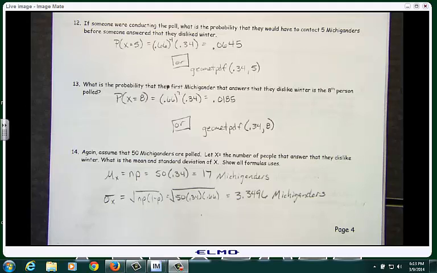The standard deviation of x is equal to the square root of n times p times 1 minus p. Plugging in our numbers, we come out with 3.3496 Michiganders.